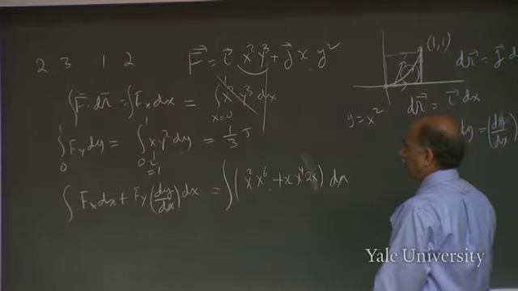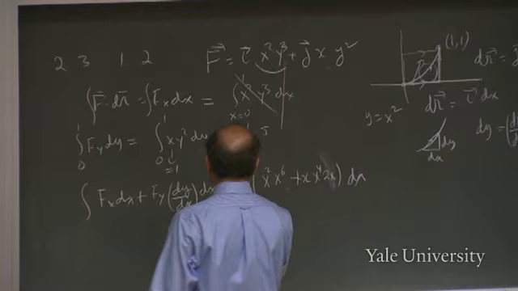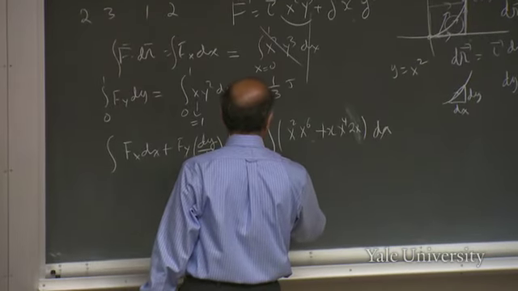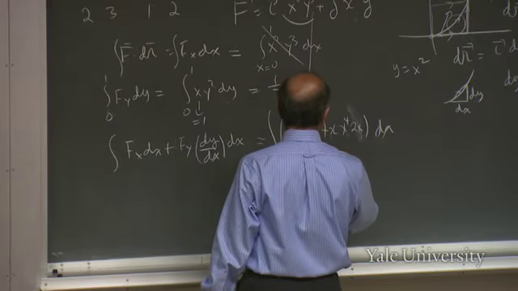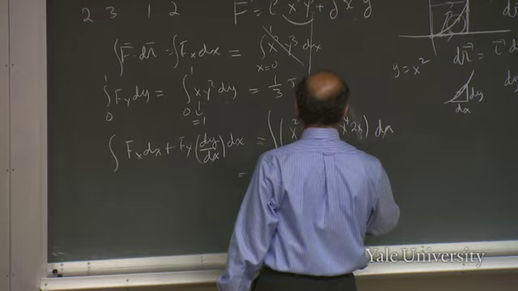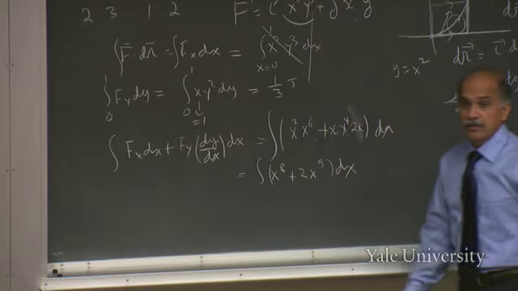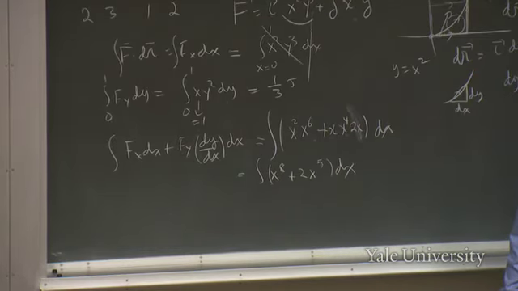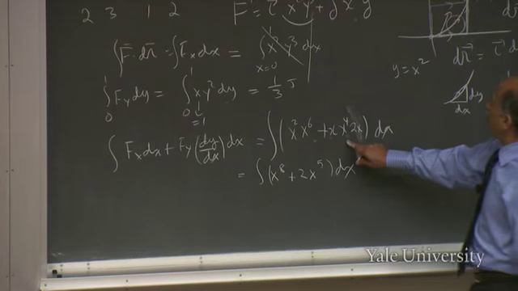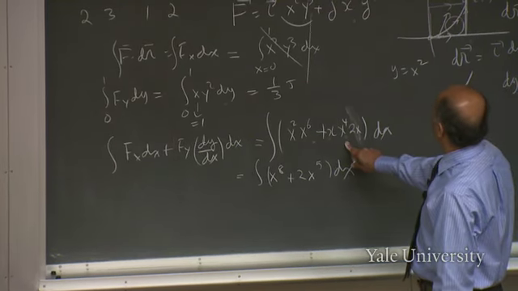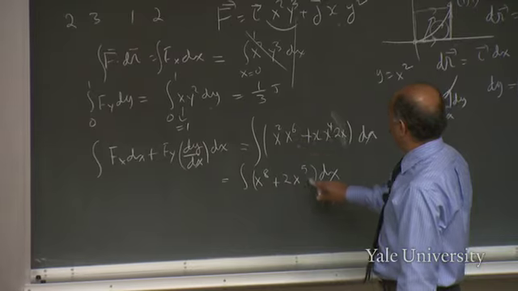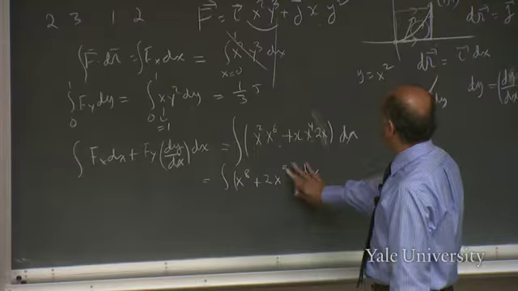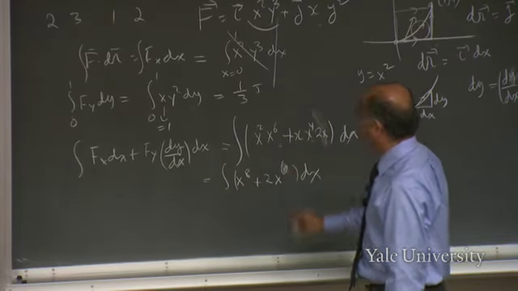So I get here from all of this x to the 8th plus 2x to the 5 dx. Did I make mistakes somewhere? Here? Oh, here? Oh, x to the 6th, right. Thank you. How is that?